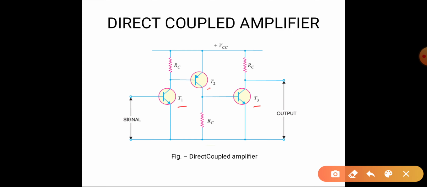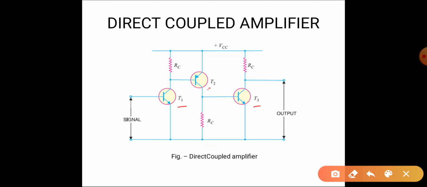Because we are not using any capacitors or transformers that will offer very high reactance to the low frequency signals, this is the main reason direct coupled amplifier is used for amplification of low frequency signals, that is less than 10 hertz or you can say 20 hertz at max, and its frequency response is also in that range. It is like a low pass filter. It will pass low frequencies and it will not amplify high frequencies.